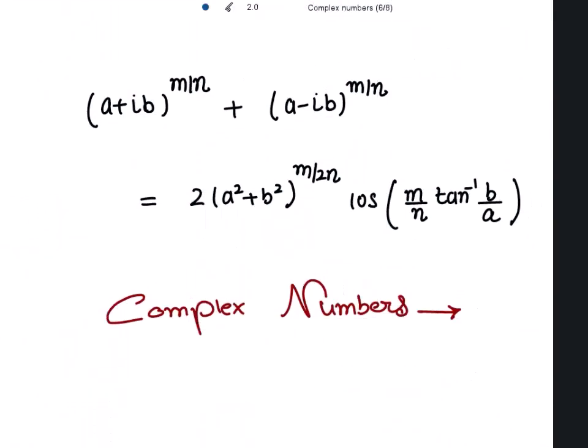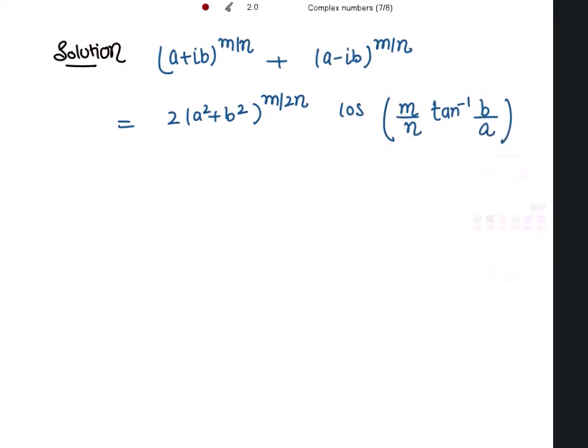Another important question. We need to show this left hand side to be equal to this right hand side. For that, I know that a plus iota b is your complex number. So let me take this a plus iota b to be the complex number, and let me take this complex number in the polar format, that is r e to the power iota theta.